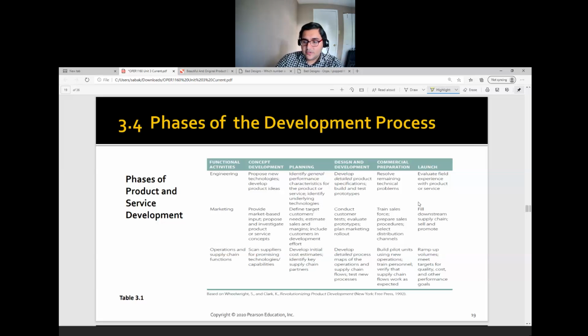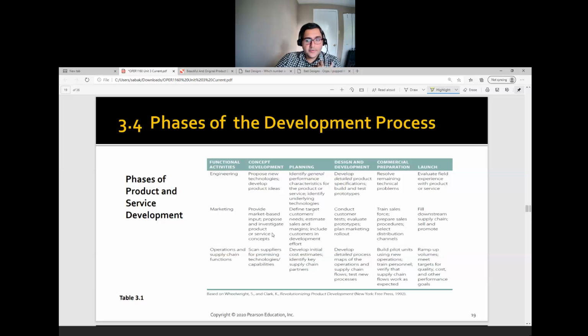So going forward, how does the design and development process work? Always remember that in any organization, it is not a single person or a single department that's involved in the design and development of a new product. It's always a cross-functional activity. In this particular table, which is from your textbook, it shows what the role of each of these departments is in each of the CPDPL stages.